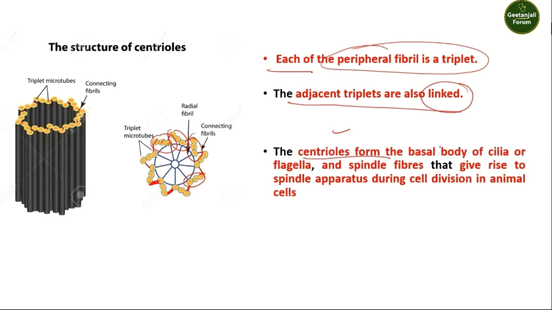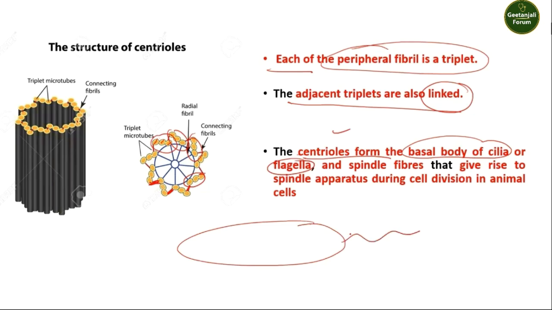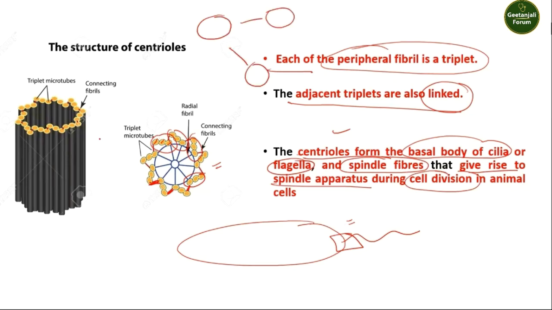These centrioles form the basal body of cilia or flagella. The cilia which we have studied, its basal part is made by centrioles. They also form spindle fibers and give rise to the spindle apparatus during cell division. When a cell is divided and 2 cells are formed from one cell, at that time centrioles have an important role to play. Centrioles form the spindle apparatus at that time, which will be discussed in the chapter on cell division.